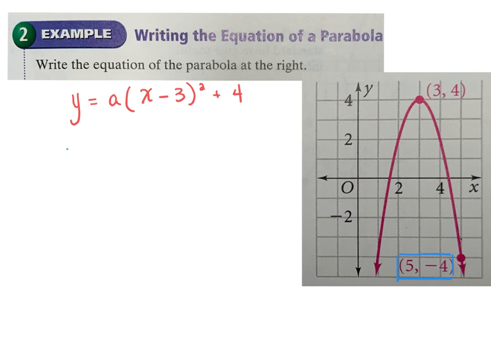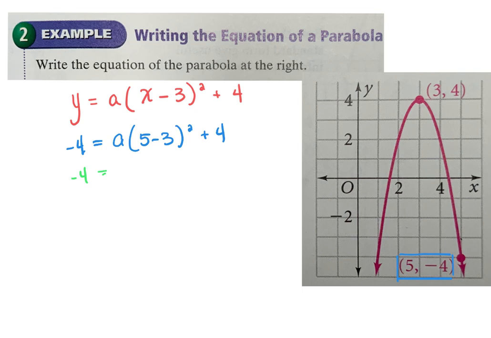The negative 4 is my y value. A, and we're going to say 5 minus 3. That's my x value. So we're really just plugging in any xy that's on that graph to solve for a. And then you're just going to do basic algebra solving, right?